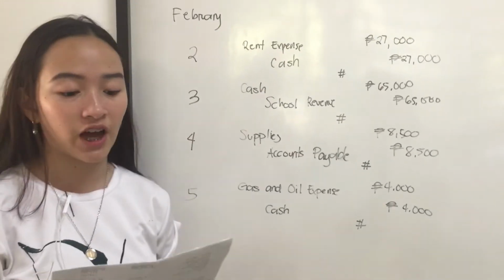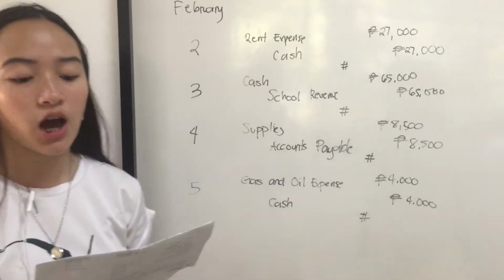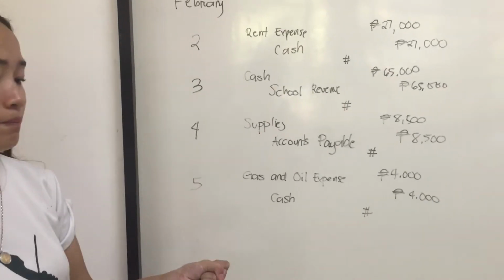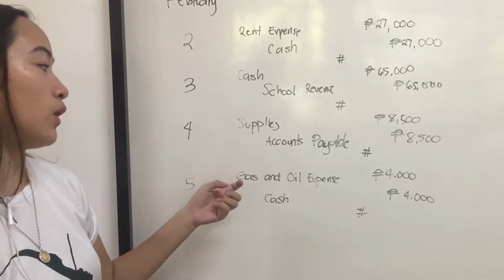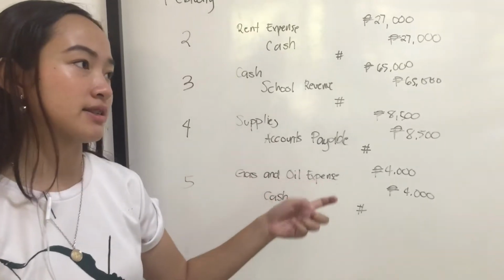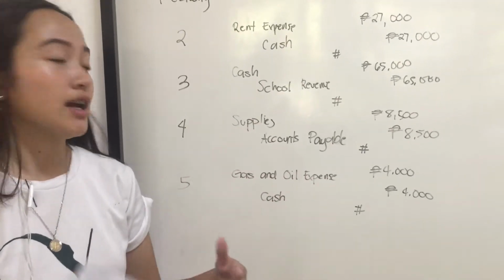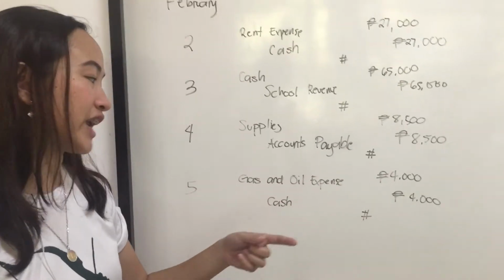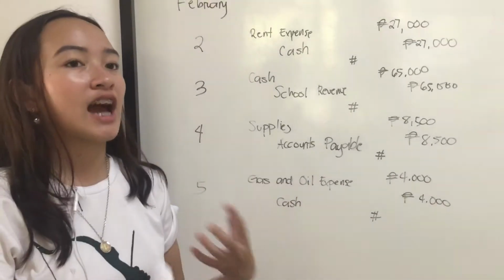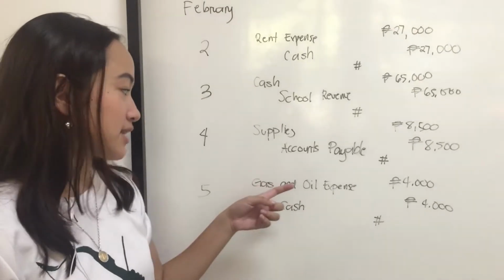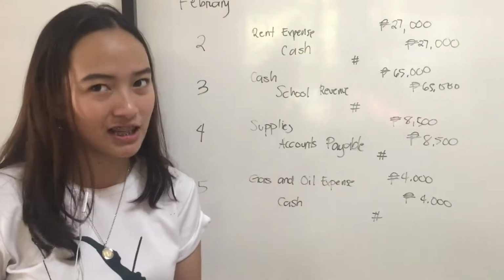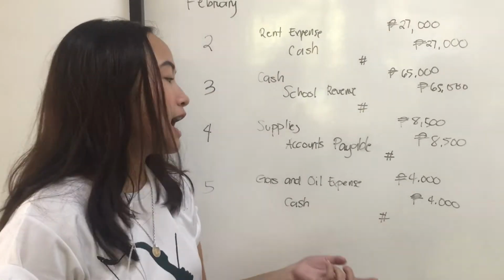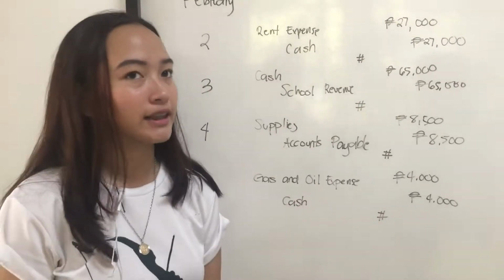So on February 5, paid for oil change on a service vehicle, 4,000 pesos. So your debit is going to be gas and oil expense since your gas and oil expense increased, 4,000. And then you credit cash because you used cash to pay for the gas and oil expense. So your cash decreased because you paid. So 4,000 pesos. And then don't forget to close your entry.